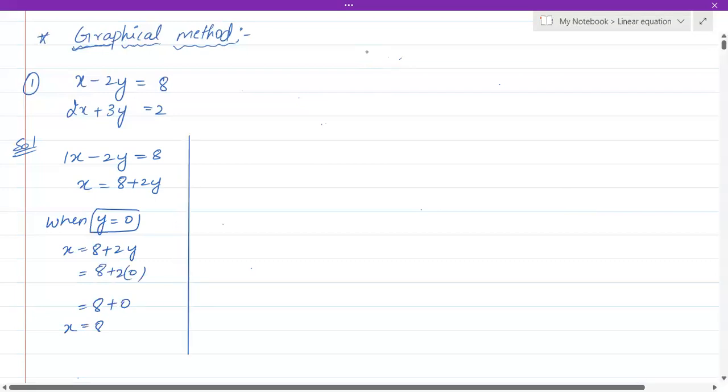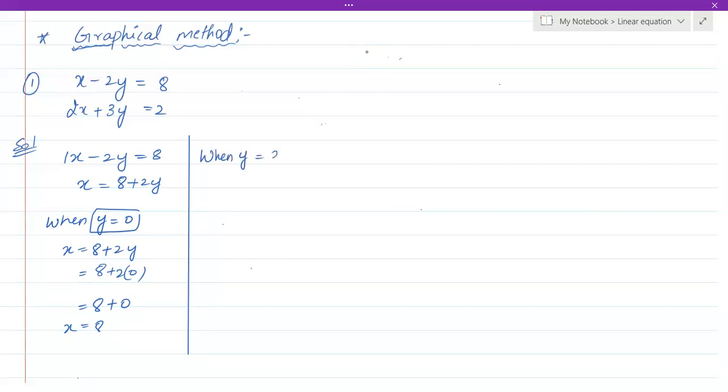Let me draw a line. Now let me give a positive value. When y is equal to 2, let me give it as 2. Therefore, x will become 8 plus 2y. In place of y, we have to put the value. So 8 plus 2 into 2 is 4. So 8 plus 4 is 12. So the x value is 12. When y is 2, you can also give 1, no issues, but here I have given the value as 2. Let me give minus 2 also.